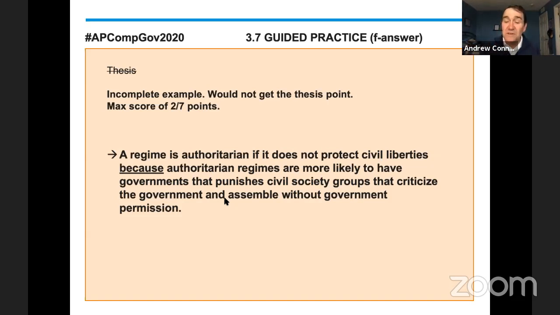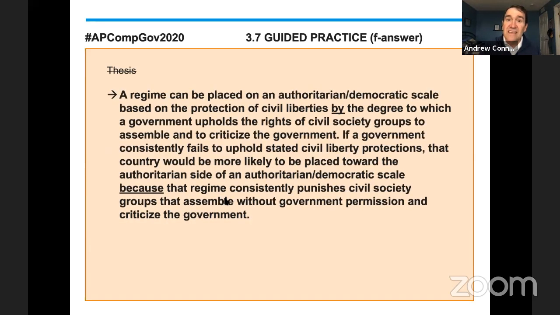So I don't know if this would get the point, and it could be disastrous. I wrote you a better example of a thesis. I tried to be more complete, a lot more complete, to make sure I get the point and to make sure that I speak to the prompt.